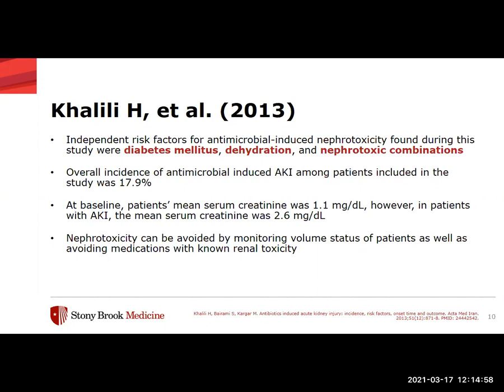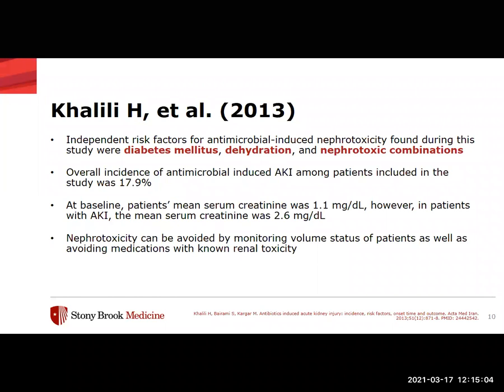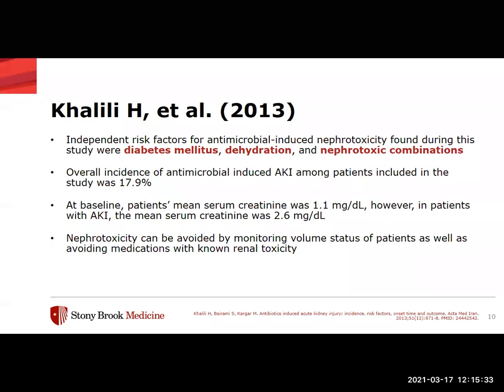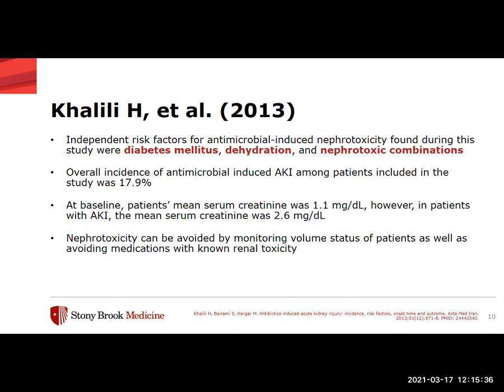Additionally, of all the patients included in this study, 17.9% of them developed an antimicrobial-induced AKI, and in these patients, their serum creatinine was actually found to be significantly increased from baseline. So from the study, we observe a comprehensive picture of the antimicrobials with the highest likelihood of causing AKI, such as, like we said, vancomycin, the aminoglycosides, the beta-lactams, and amphotericin B. And additionally, from the study, we also observed risk factors for the development of antimicrobial-induced nephrotoxicity. So generally, the authors recommend avoiding nephrotoxicity by monitoring the patient's volume status and avoiding other medications with known renal toxicity when possible.